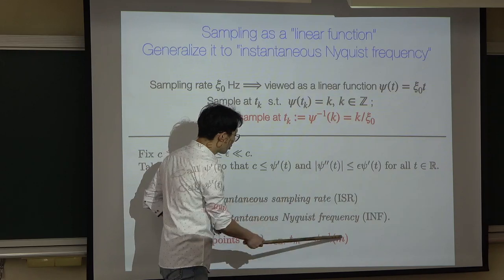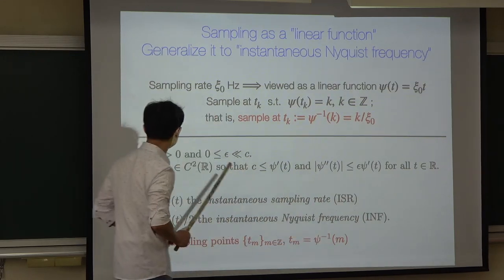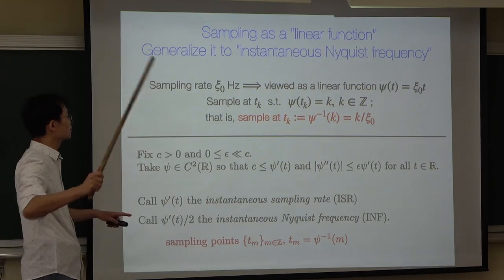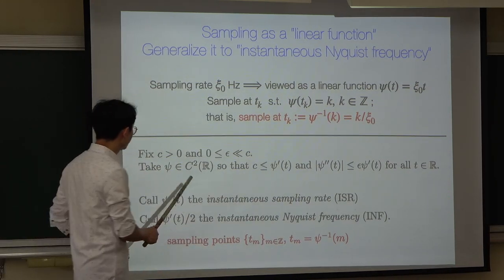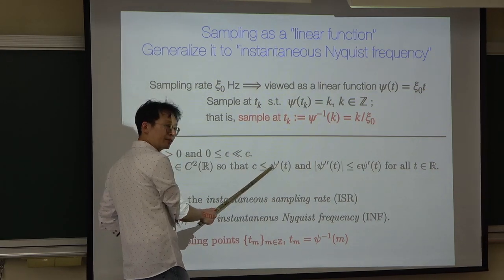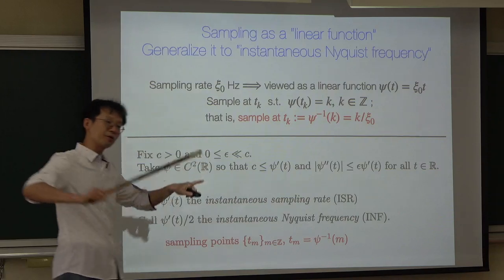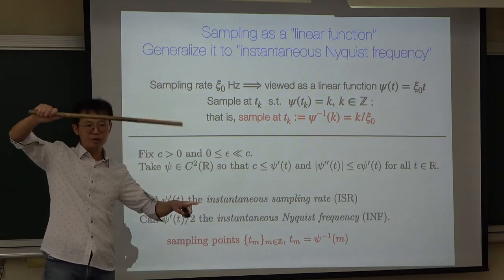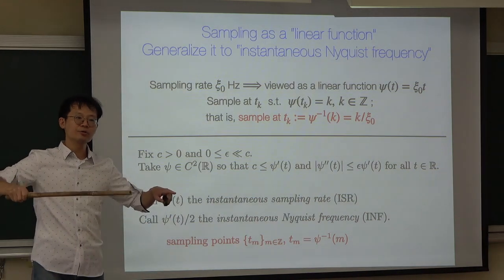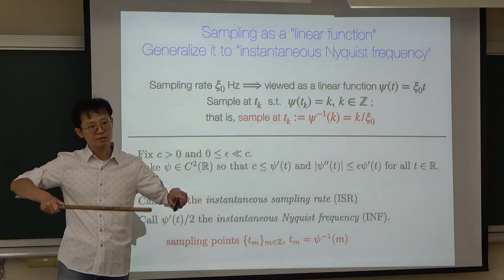That is, when the function psi, which is a monotonically increasing function, because C is positive, psi prime is greater than C, a positive function, is monotonically increasing. When it hits integers, we say, okay, we will sample one point. So this is a notion very similar to instantaneous frequency.